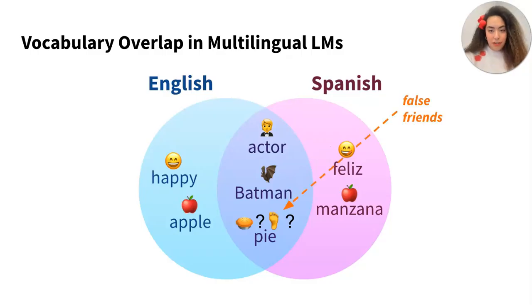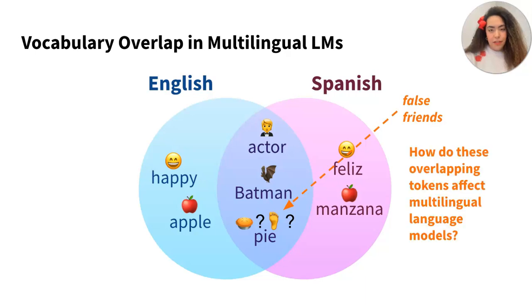But some of these shared tokens have the same form with different meanings. The string PIE corresponds to a dessert in English, while it means foot in Spanish. These are known as false cognates or false friends.